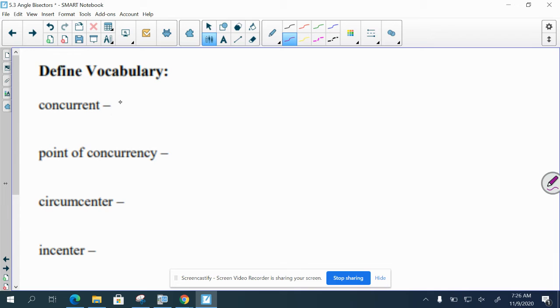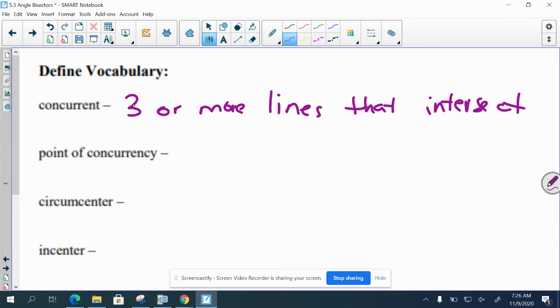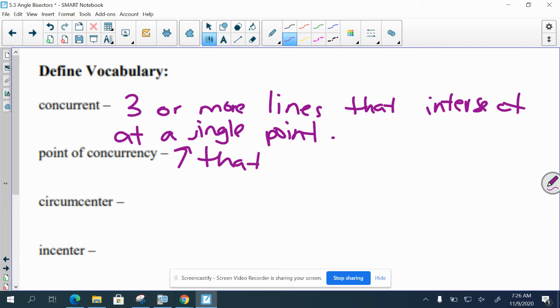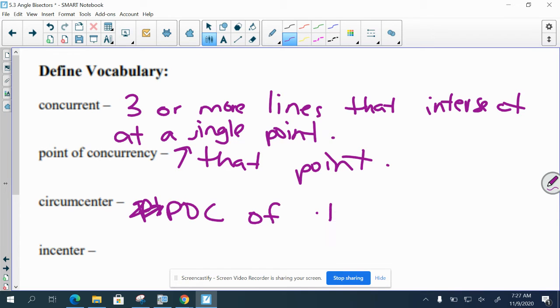Okay, so just to review, concurrent means 3 or more lines that intersect at a single point. So a point of concurrency is just that point that we're talking about. A circumcenter is the point of concurrency of the perpendicular bisectors. I'm going to say POC, point of concurrency of the perpendicular bisectors.